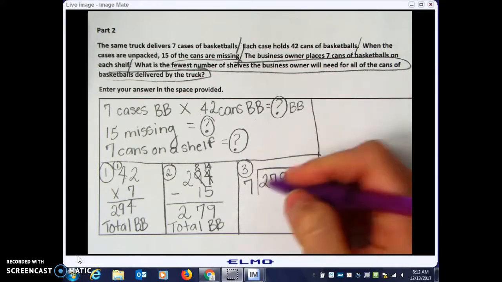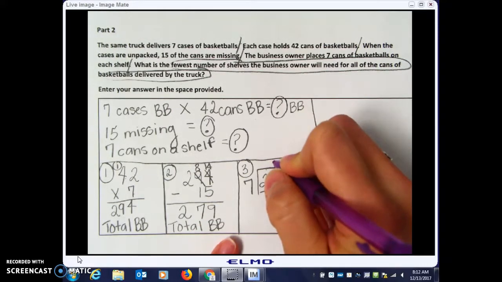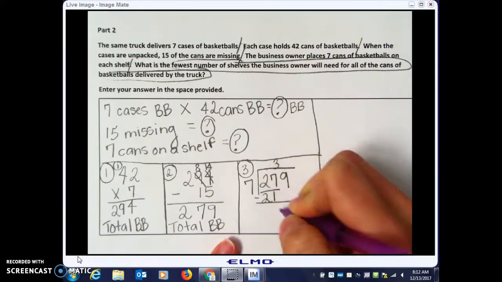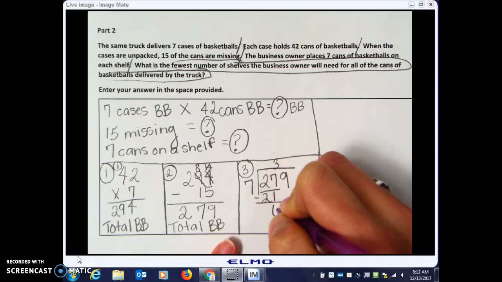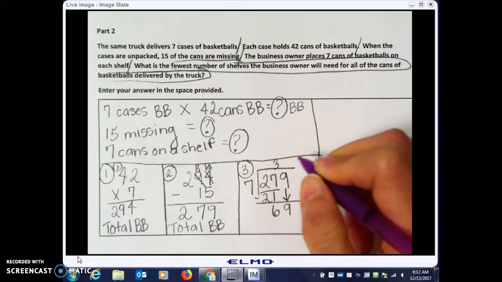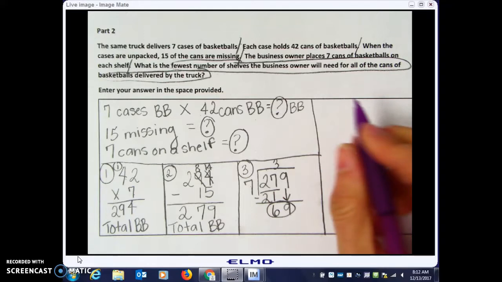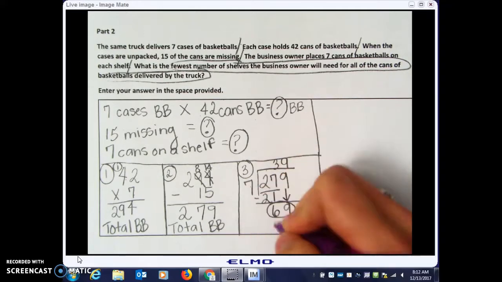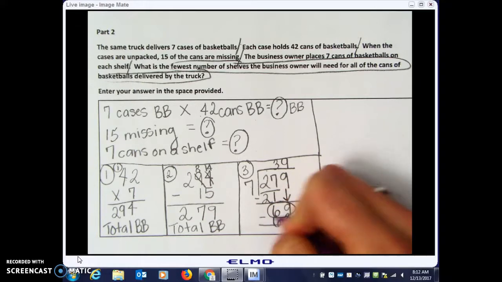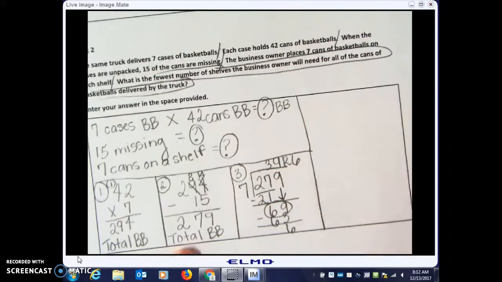Can I do 2 divided by 7? No, I have to do 27 divided by 7. That is 3. 3 times 7 is 21. Subtract, and I get 6. Bring down the 9. 69 divided by 7 is 9. 9 times 7 is 63. 69 take away 63 is 6. So I have 39 with a remainder of 6.